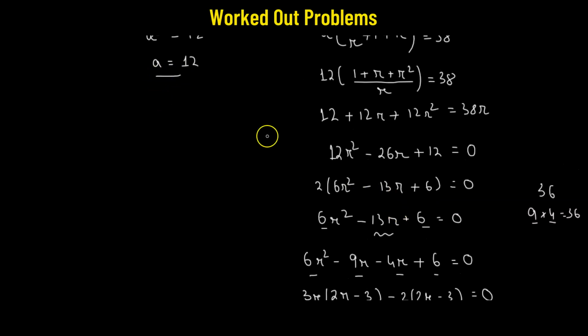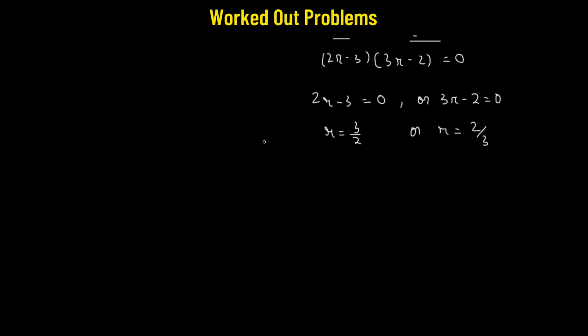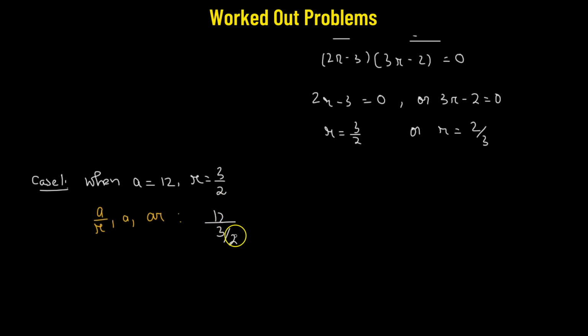So we have obtained the value of our common ratio r. Now we also have the value of our first term, which is 12. So let's consider the first case when a value is 12 and our common ratio is equal to 3 over 2. Remember, our numbers that we chose were a over r, a, and ar. That means a over r means we have 12 divided by 3 over 2. So this is going to give us 8. So our first term is going to be 8.